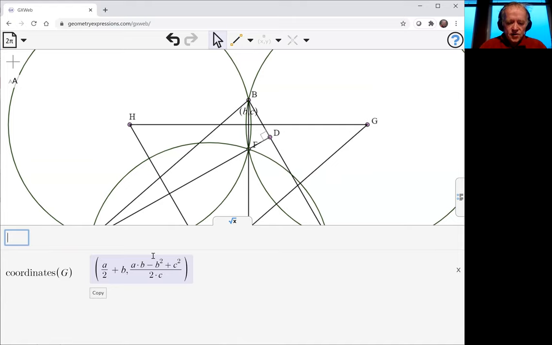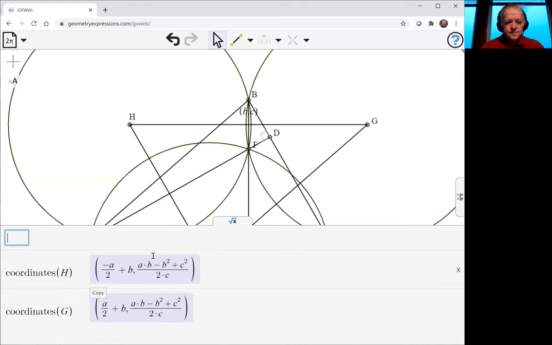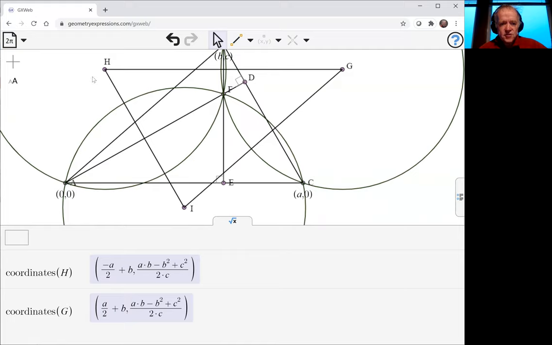And the coordinates of H. So looking at that, we see first of all that the y coordinates are the same, and so this line is horizontal and so parallel to AC. Secondly, we can see simply that the difference in x coordinates is simply A, which is the length of AC.